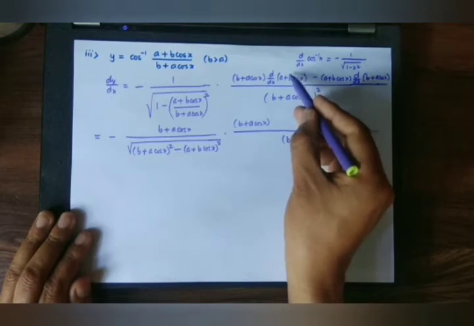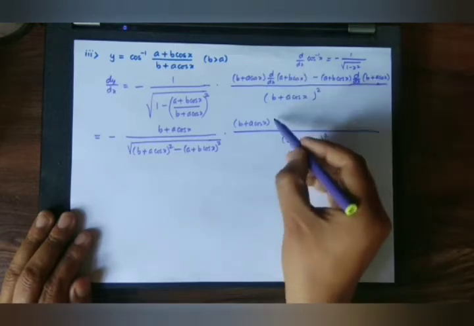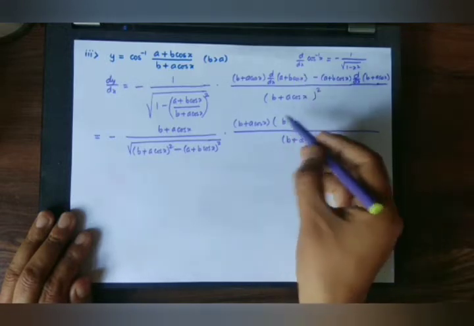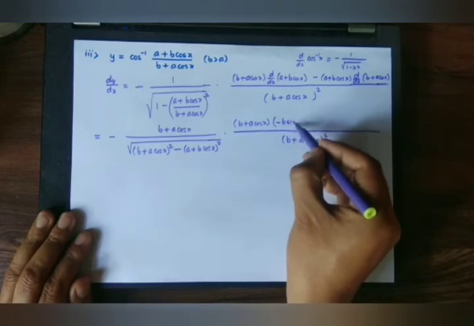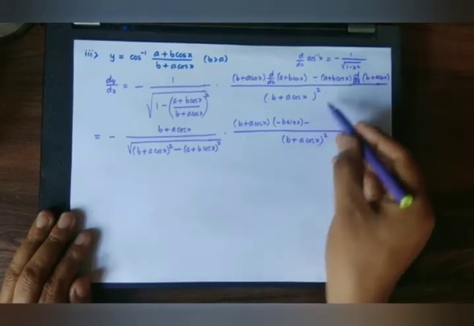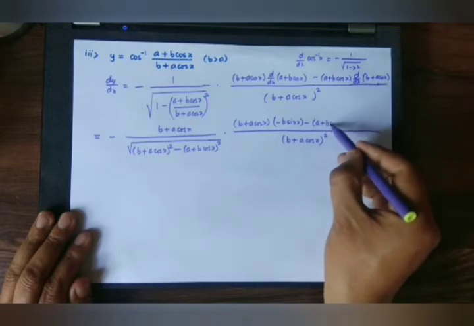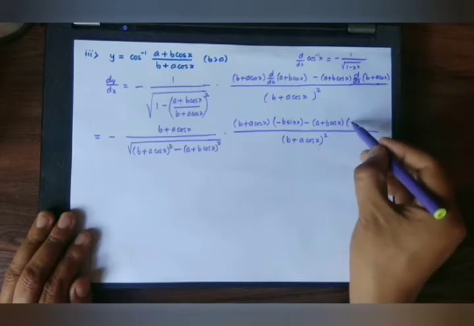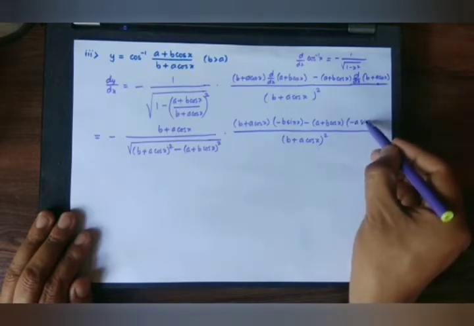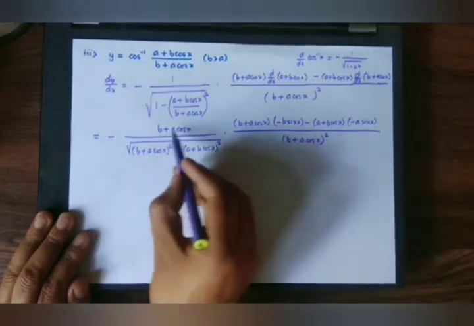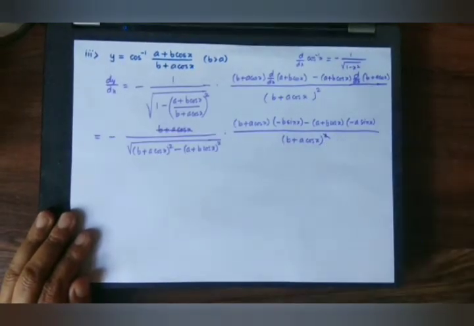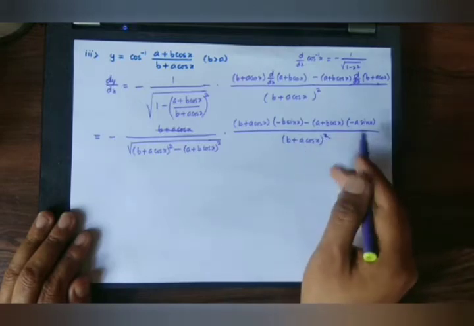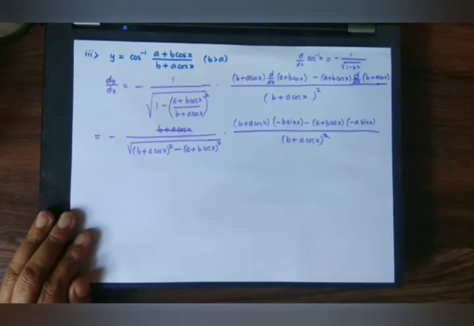Now differentiation of b cos x. Now b is constant, so it will be kept as common, and differentiation of cos x is minus sin x, so minus is there. Similarly, for a plus b cos x, now differentiation of b plus a cos x is similarly going to be minus a sin x. Now this and this can be cancelled. There are two (b plus a cos x) whole squares here, so one of them will get cancelled.